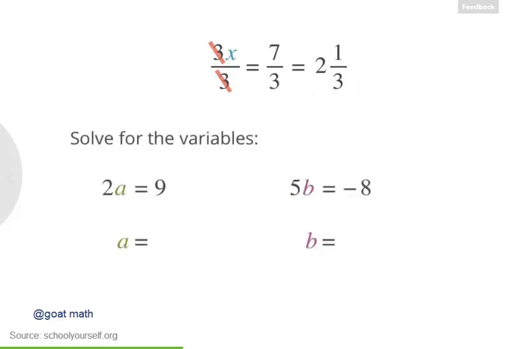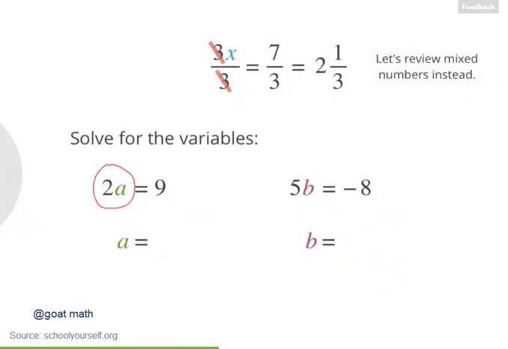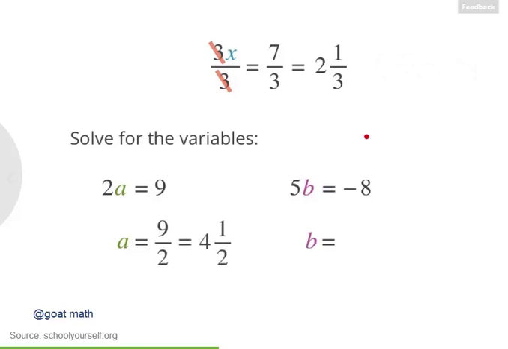Try solving a few more equations whose answers are not whole numbers. You can write your answers as improper fractions, mixed numbers, or decimals, or click here to review. Excellent! Dividing both sides by 2, you found that a equals 9/2, or 4 1/2. And over here, dividing both sides by 5 means that b equals negative 8/5, which is the same as negative 1 3/5.